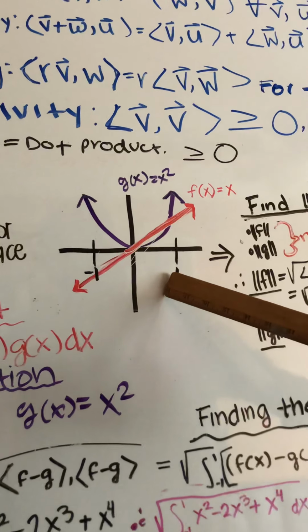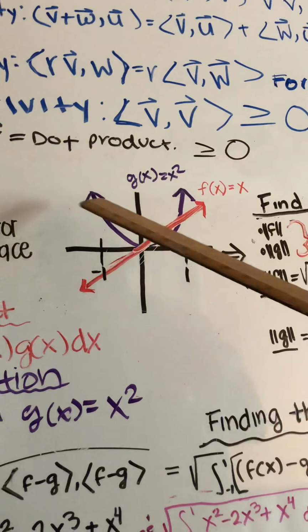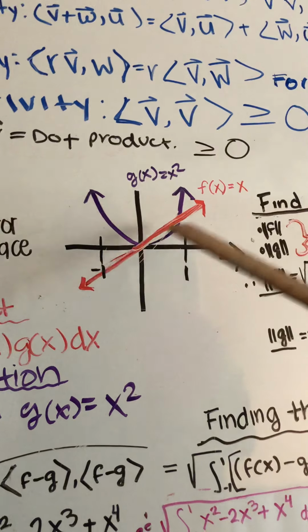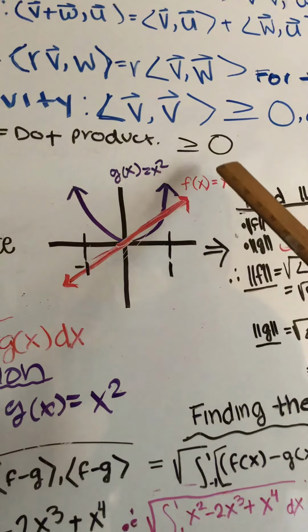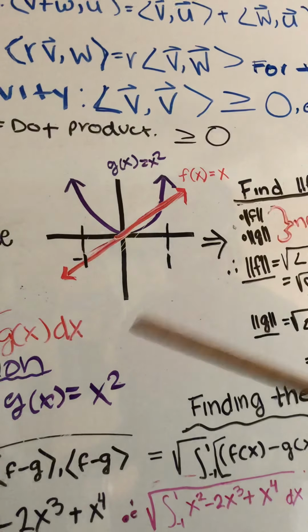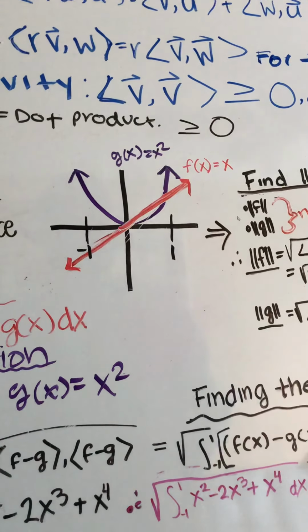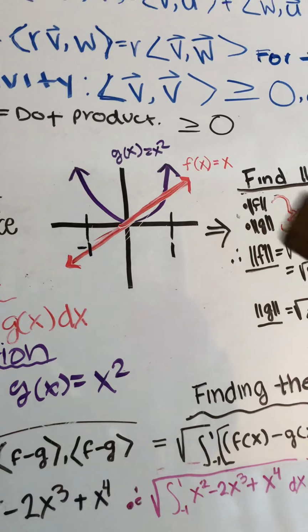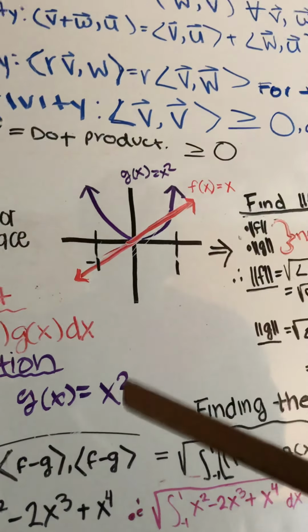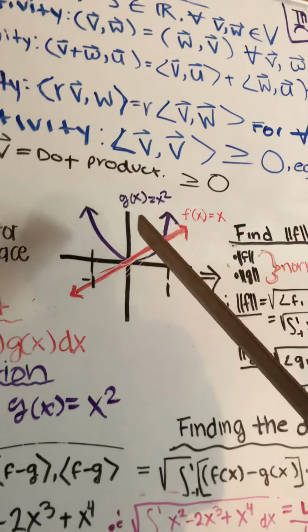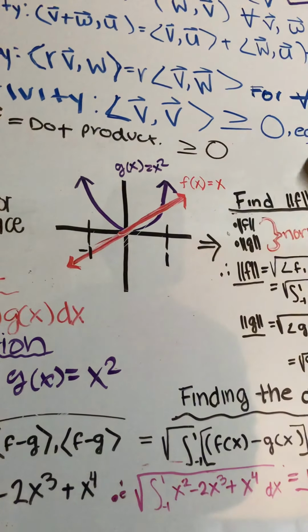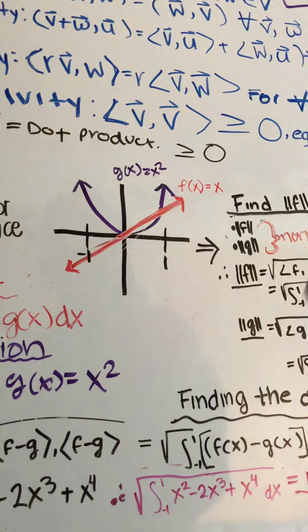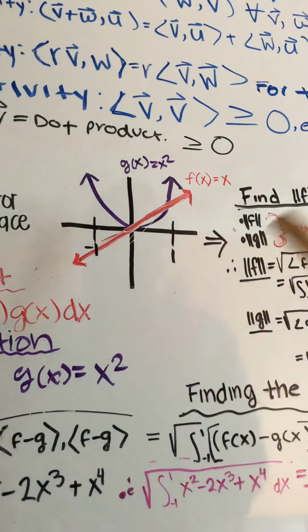So what we have here is our function g of x, which is this parabola here, and we have f of x, this straight red line here. They are continuous functions. But what we want to do is find the magnitude of these two functions separately between -1 and 1. Now, another word for magnitude when describing our inner product is called a norm.